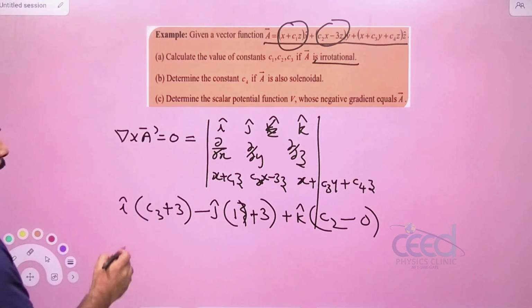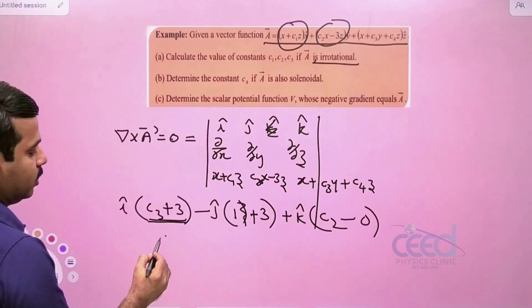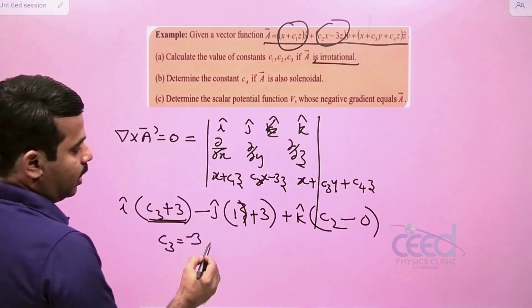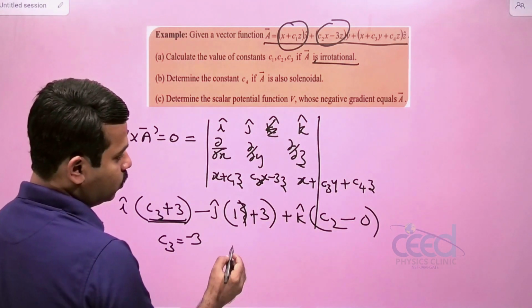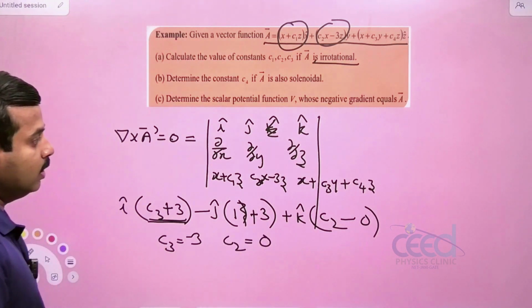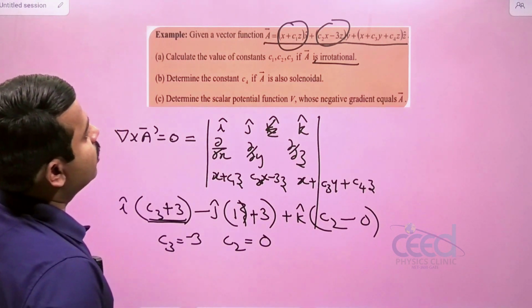Now directly you can write it. If this is 0 means C3 should be minus 3. So C3 is minus 3. And what about C2? C2 is equal to 0. And here this is minus 3z.